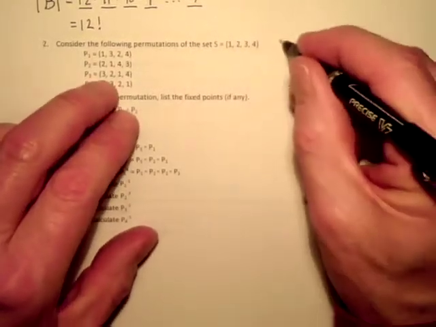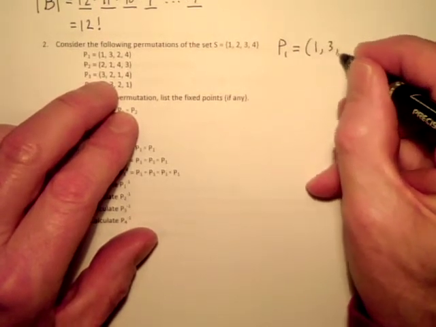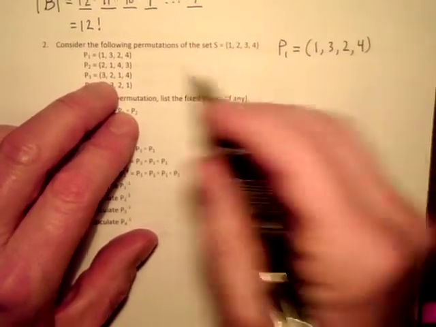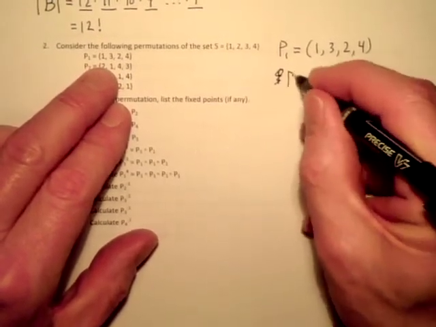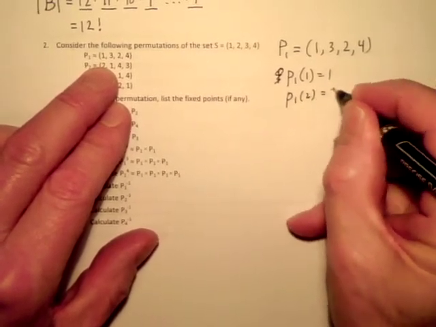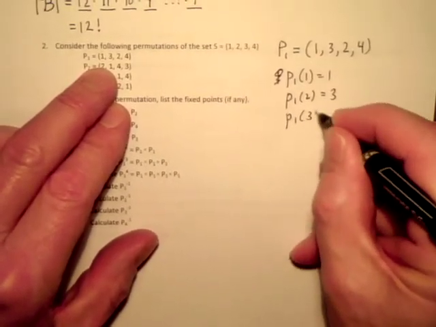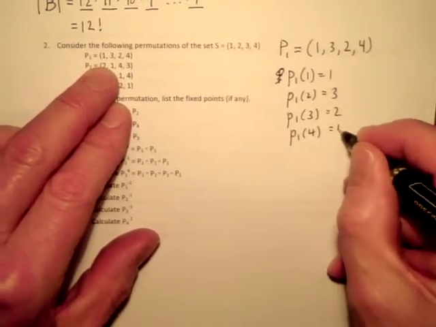And really, when I write P1 equals 1, 3, 2, 4, what I really mean here is that P1 is a function essentially. P1 of 1 is 1. P1 of 2 is 3. P1 of 3 is 2, and P1 of 4 is 4.